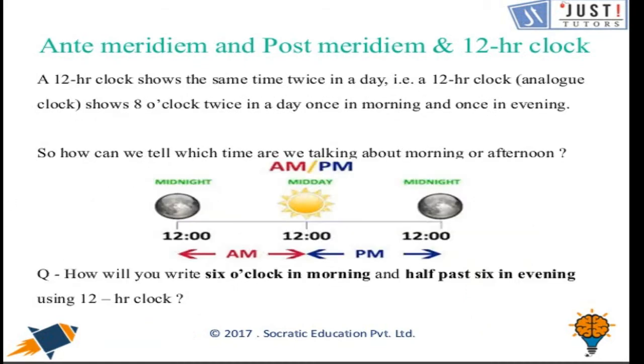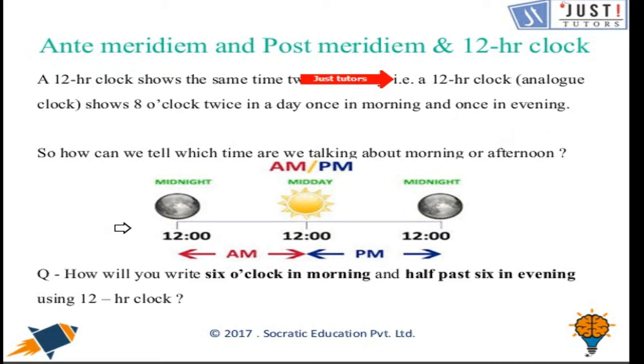Now let's move forward. Let's have a quick discussion about the 12-hour clock. A 12-hour clock shows the same time twice in a day. It will show, for example, 8 o'clock twice in a day, once in the morning and once in the evening. But the point here is how we can differentiate if it's morning or evening time, and for that we use AM and PM, which is ante-meridiem and post-meridiem.